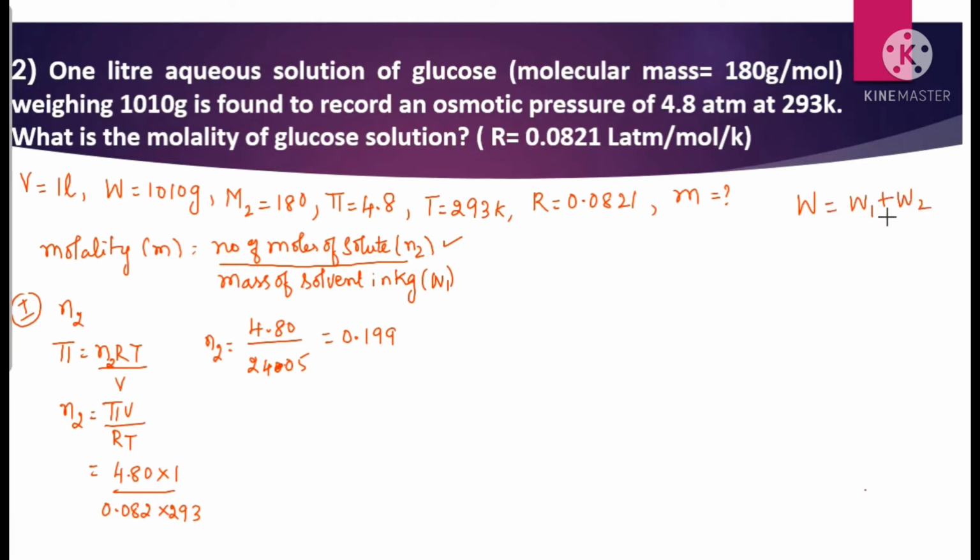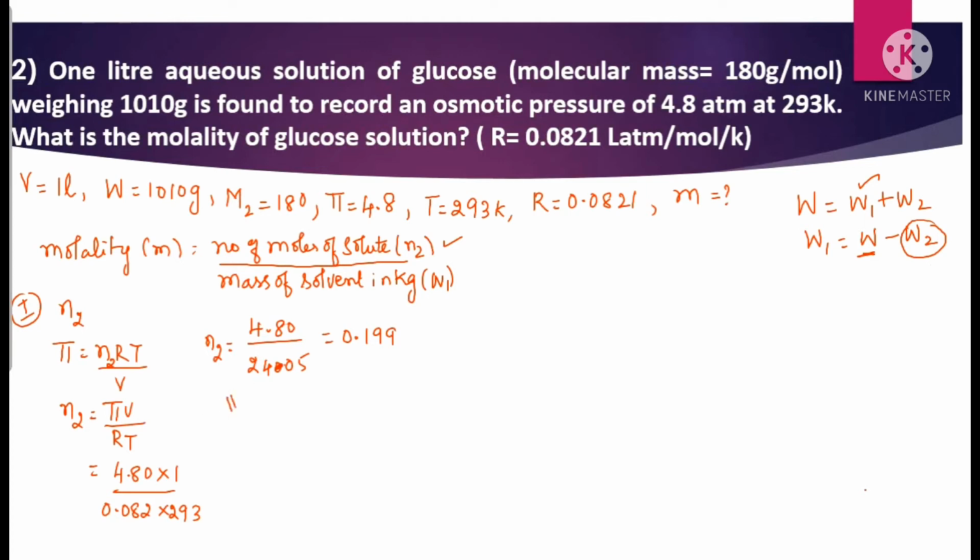We are in need of the weight of the solvent. So how to calculate the weight of the solvent? W1 is equal to W minus W2. So this we can calculate. W is available, that is 1010 grams, but we do not know W2. Only if we calculate W2, it's possible to calculate the mass of the solvent in kilograms. So the second step is to calculate the weight of the solute.